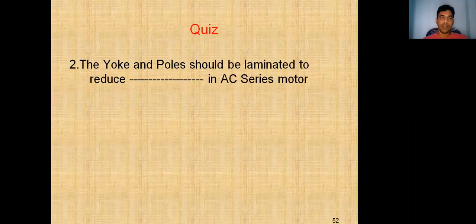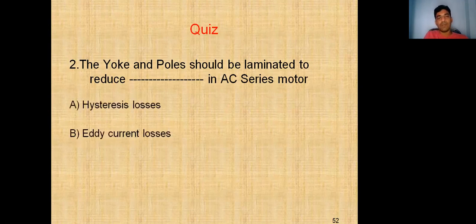The yoke and poles should be laminated to reduce which loss in an AC series motor? Option A hysteresis losses, option B eddy current losses, option C copper losses, option D none of this. The yoke and poles should be laminated to reduce the eddy current losses in the AC series motor.